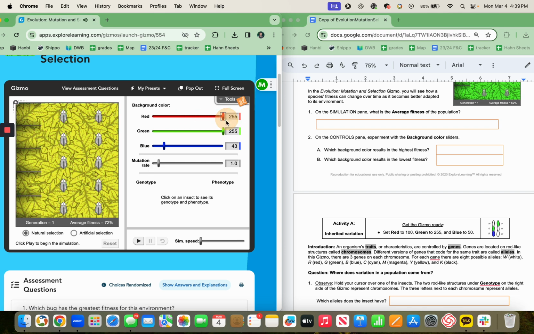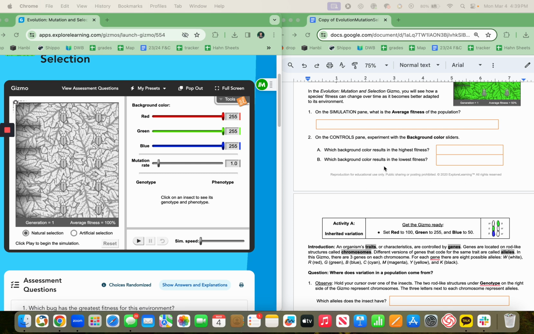As I move the red up, it looks like the fitness of these little bugs gets higher. I think when the background is white, obviously these are all white, so their fitness becomes 100. So the background that results in the highest fitness, I could say red to 255, green to 255, and blue to 255. That would be how you answer that.